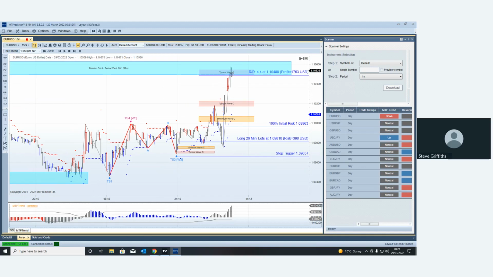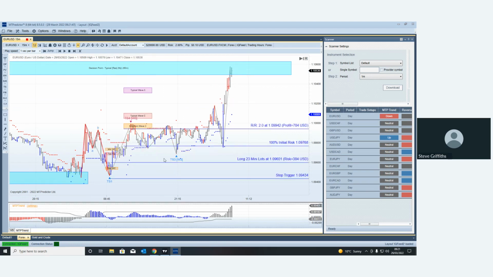So here we are. Can you see how that would have actually given you a nice trade up to there for a nice 4.4R profit? But the question is, if you were long here to start with, and you saw another setup in your original direction, in other words, long in this case, what can you do about it?